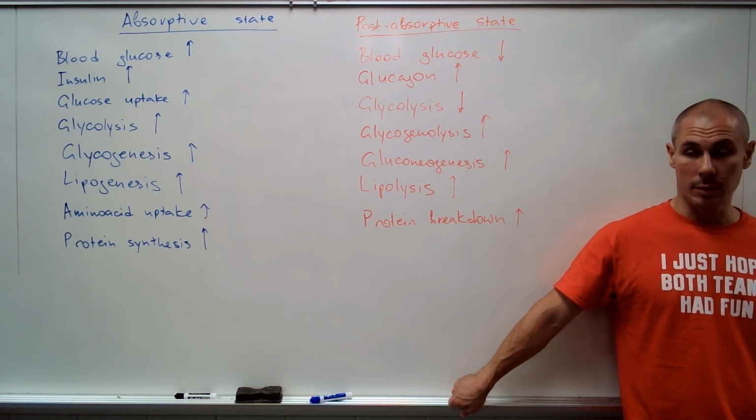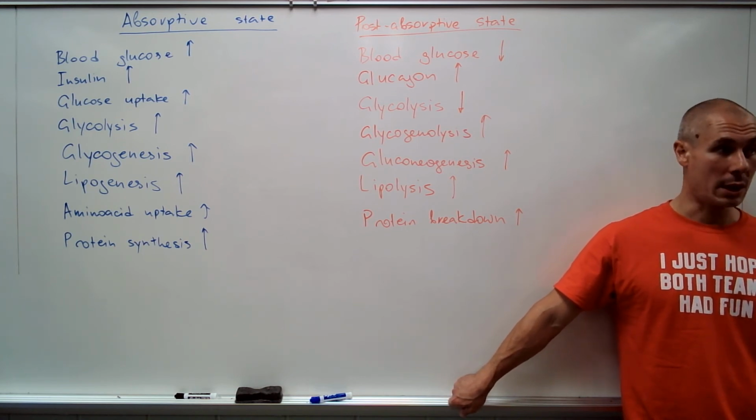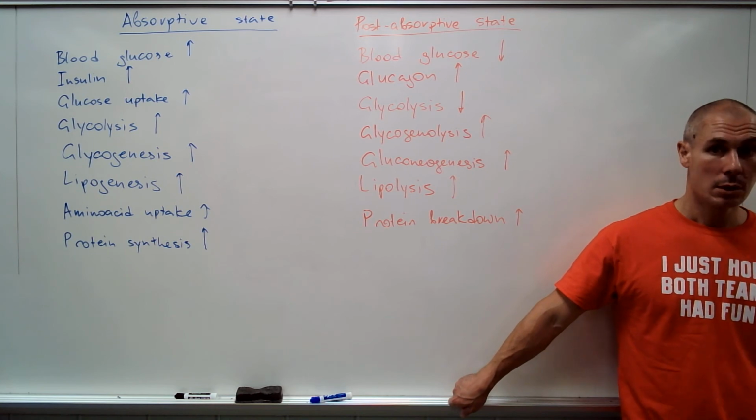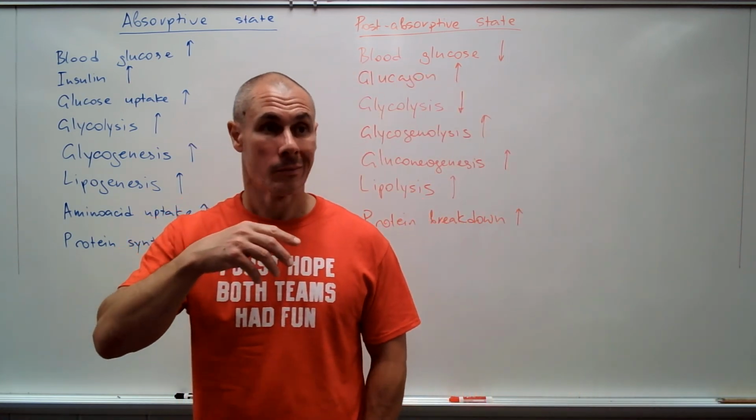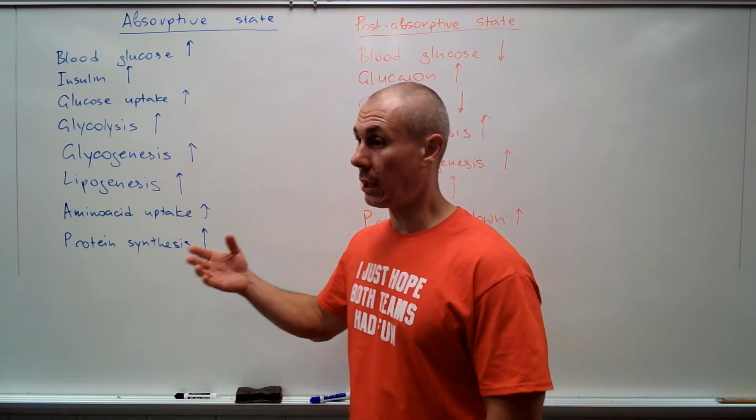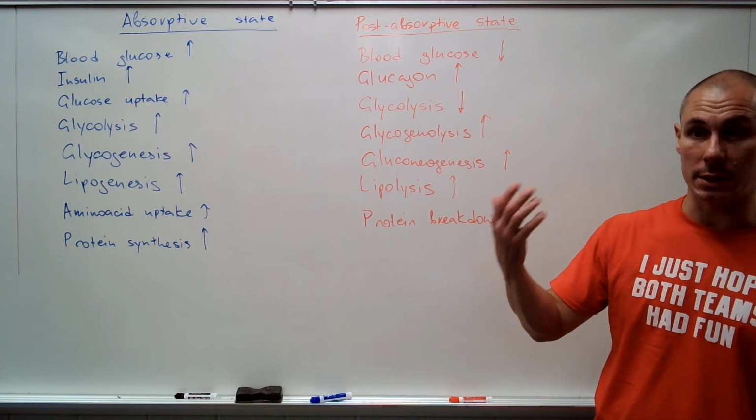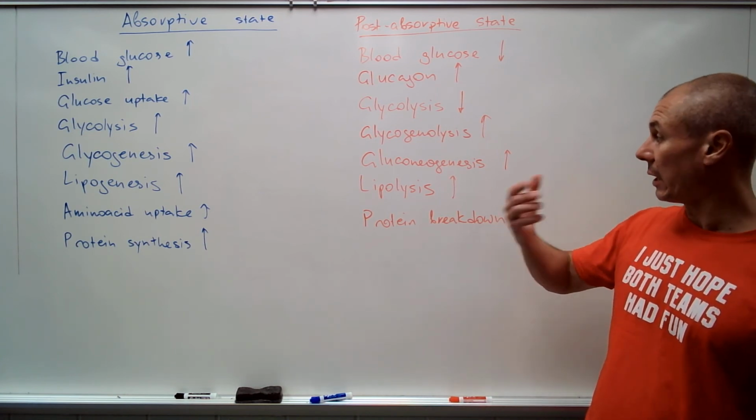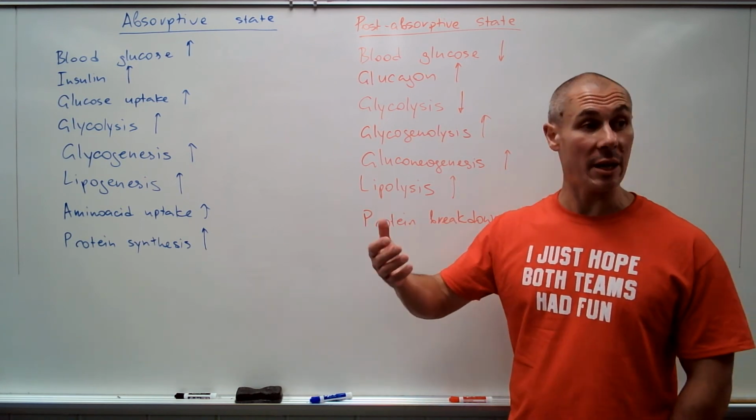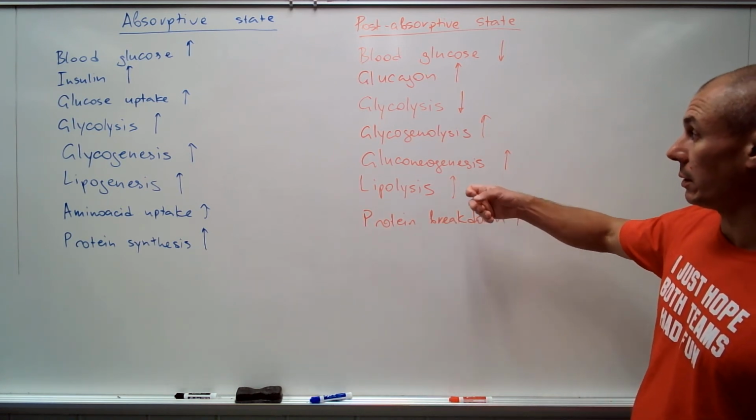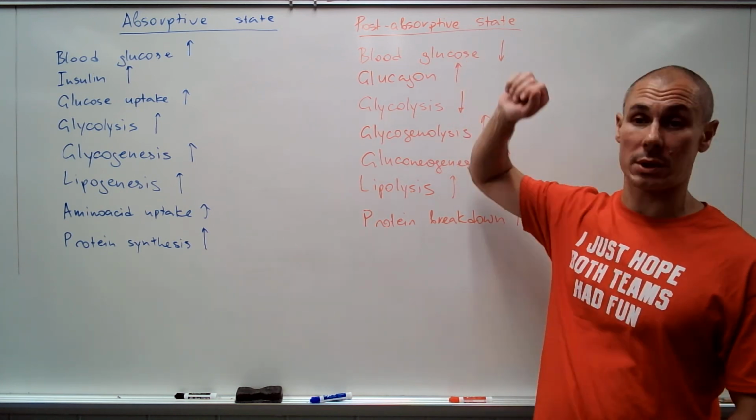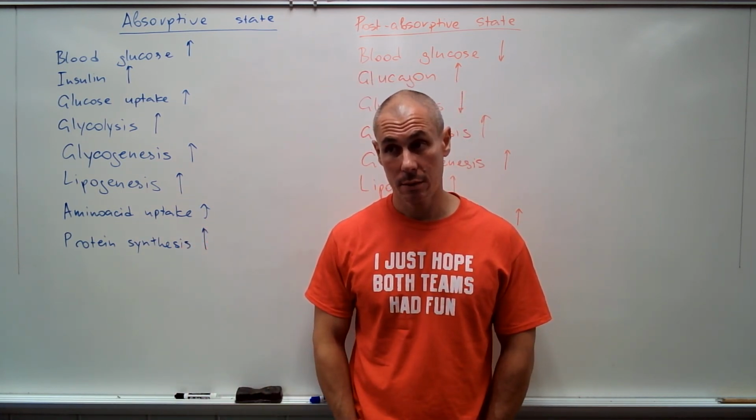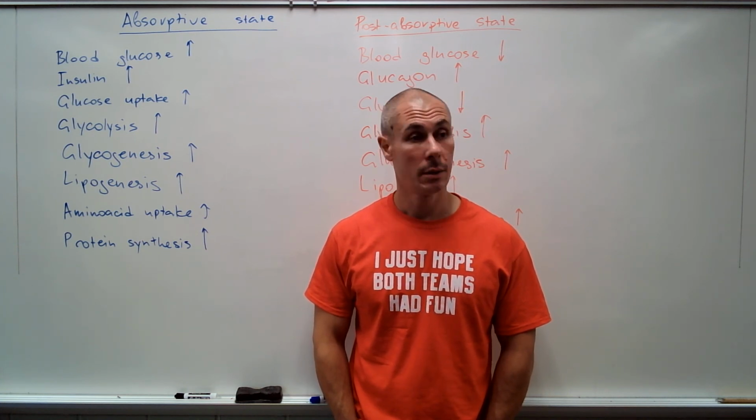So you should be able to tell which process is characteristic for which state. Does that make sense? So I can ask you, which of the following processes is increased in the absorptive state? Lipolysis, gluconeogenesis, glycogenolysis, or lipogenesis. So you're like, lipolysis, gluconeogenesis, glycogenolysis are all increased in post-absorptive. In absorptive, only lipogenesis. Okay? Does that make sense? Any questions about this one? No? Okay.